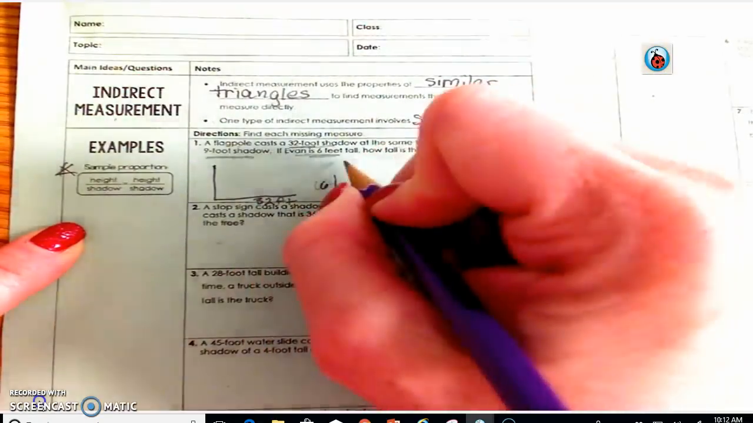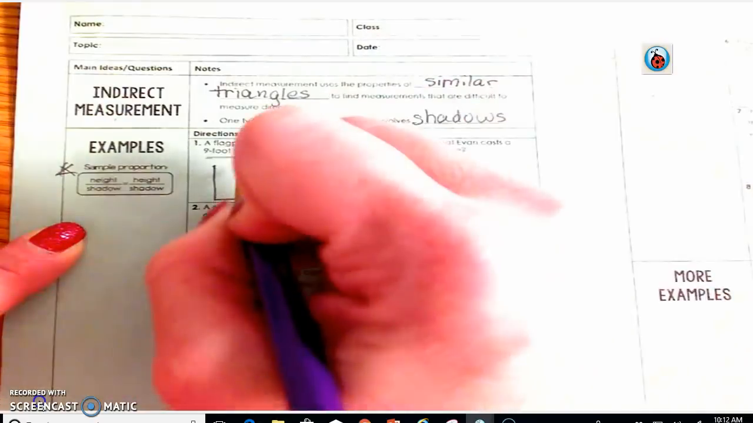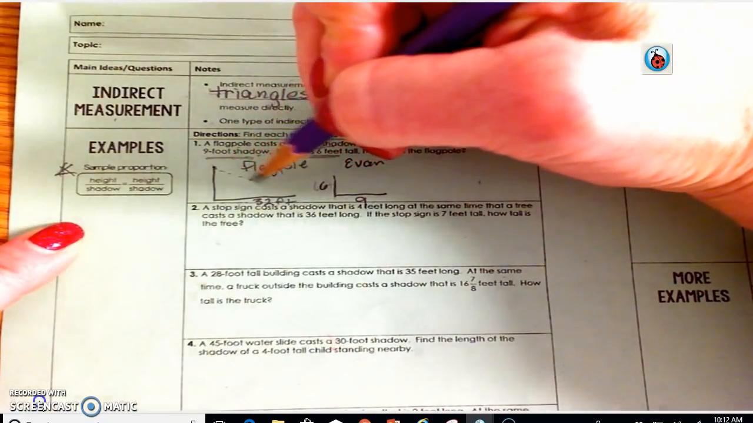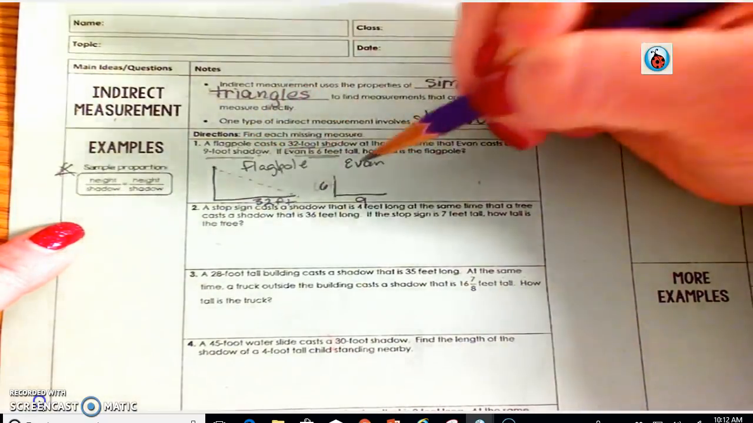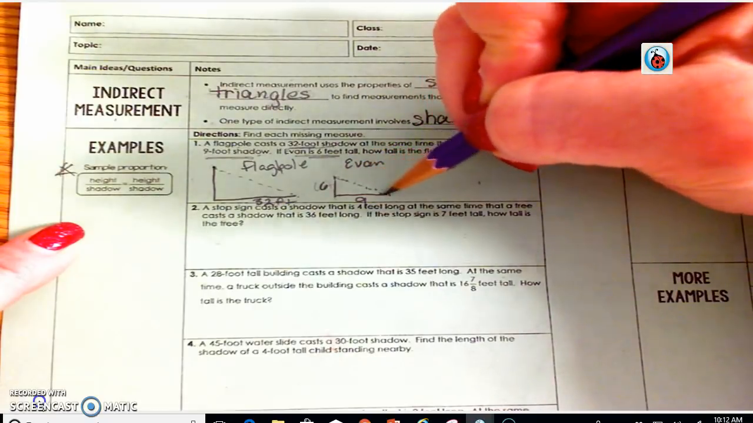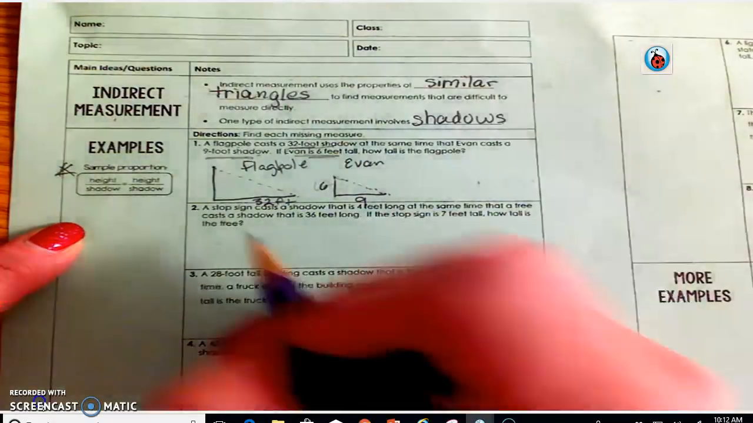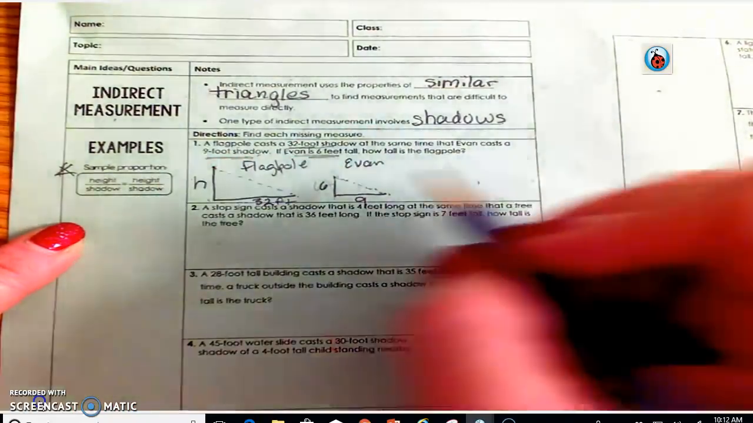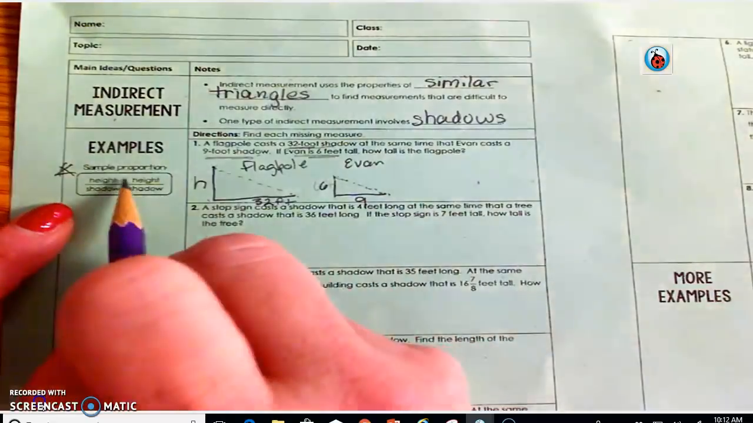So Evan is 6 feet, and here is our flagpole. If you connect the top of the flagpole to the tip of the shadow, you can see here are our triangles that I was talking about, where we can use the properties of triangles. We're trying to find the height of the flagpole. I'll just call it H. So we set up a proportion.